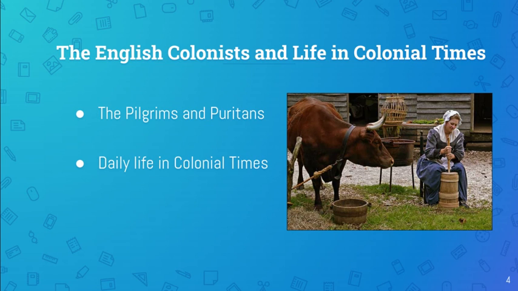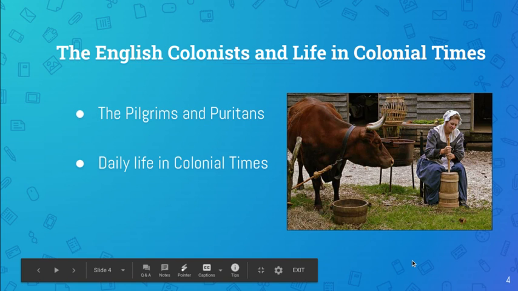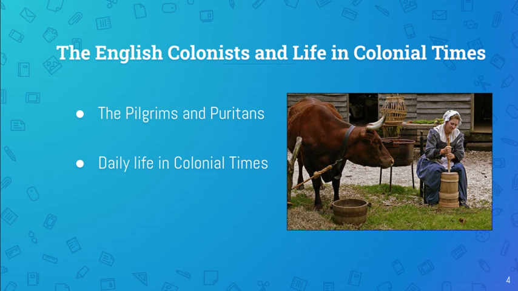Another big part of third grade social studies is learning about what are called the English colonists and life in colonial times. Colonists are people who came from England and moved to Massachusetts to live here. One of the groups is very famous, called the Pilgrims, and the others are called the Puritans. We'll learn about why they came, and then we'll learn about what their daily life was like. You can see in this picture, this woman is a colonial woman, and she is doing something called churning butter. So we'll learn lots about what life was like during colonial times.